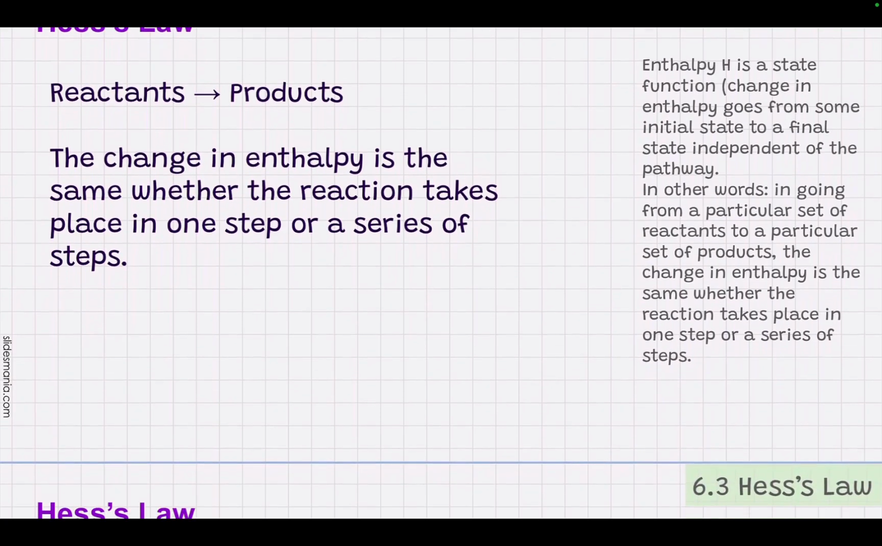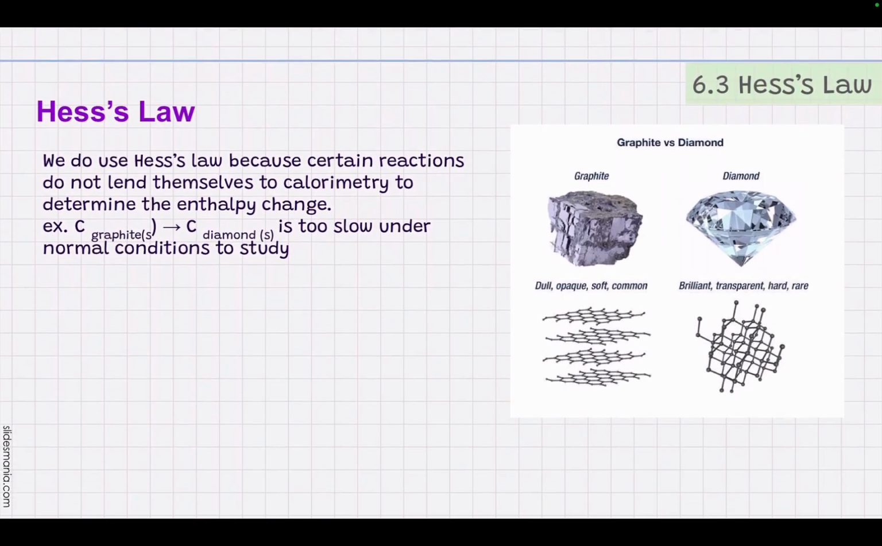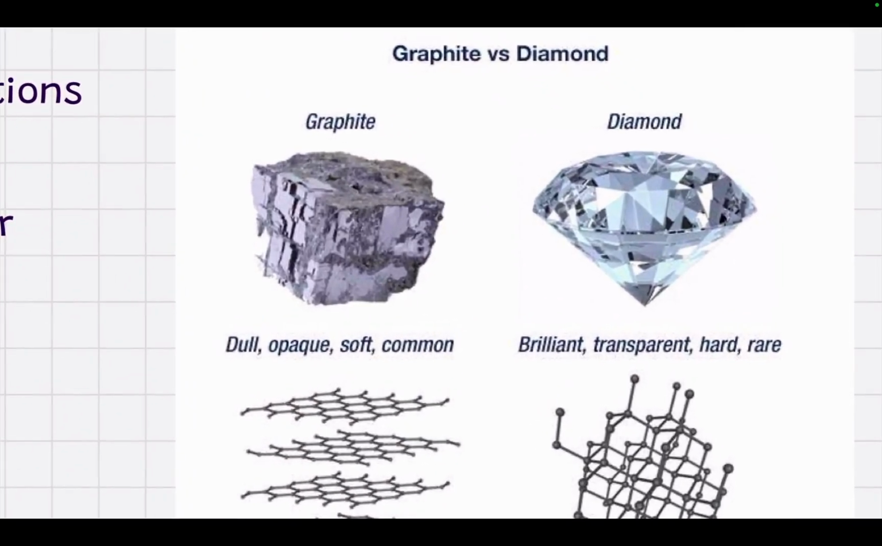And because of that, we can use Hess's law. Hess's law is something that we do if there's a certain type of reaction that we can't really do calorimetry for, so we can't determine the Q the way that we normally do. An example of this would be graphite turning into diamond. It happens at such a slow rate that it's not conducive to us trying to figure out using calorimetry.